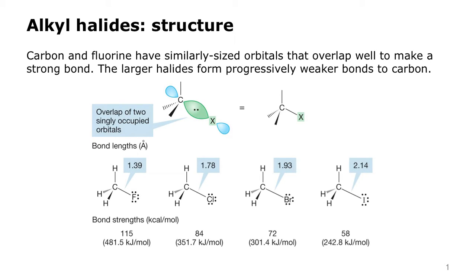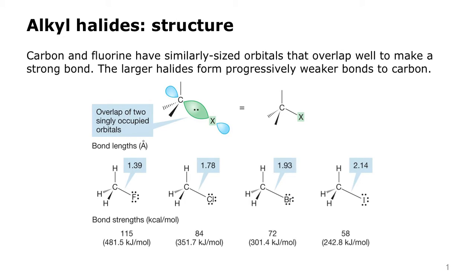Simple alkyl halides are nearly tetrahedral, and so the carbon that the halogen is attached to is approximately sp3 hybridized. The bond between the carbon and the halogen is the overlap of an approximately sp3 carbon orbital with an orbital on the halogen. As you move down the group from fluorine to iodine, the principal quantum number for the orbital on the halogen varies from n equal 2 to n equal 5 for iodine.